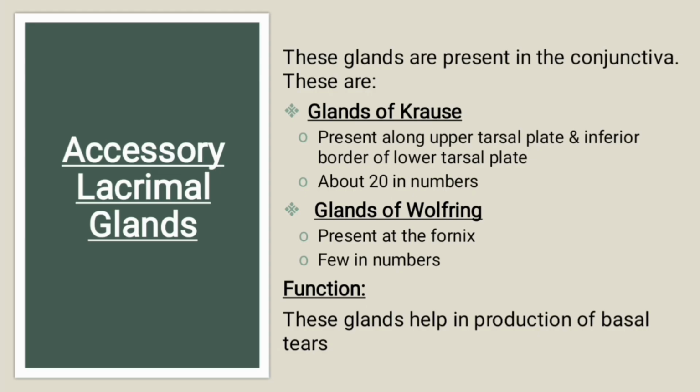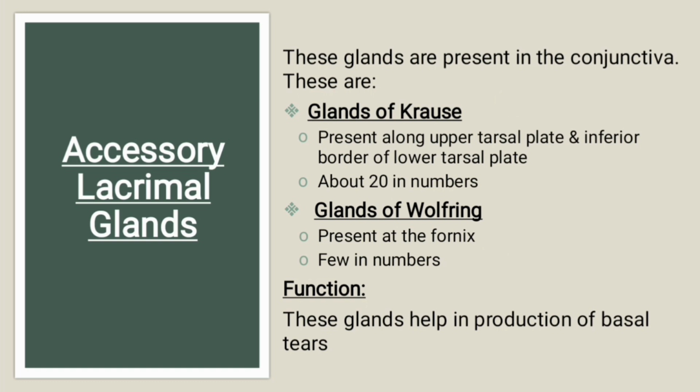Okay. As we were discussing the secretory system, we have two parts. One was the lacrimal gland, which has been discussed, while the other is the accessory lacrimal glands, which only contribute. They don't have a major role but have a minor role in the production of tears, but they do have a role, right? These glands are present in the conjunctiva. In the conjunctiva, we have the accessory lacrimal glands, whose names are the glands of Krause and the glands of Wolfring. So these two contribute in the production of tears, right?